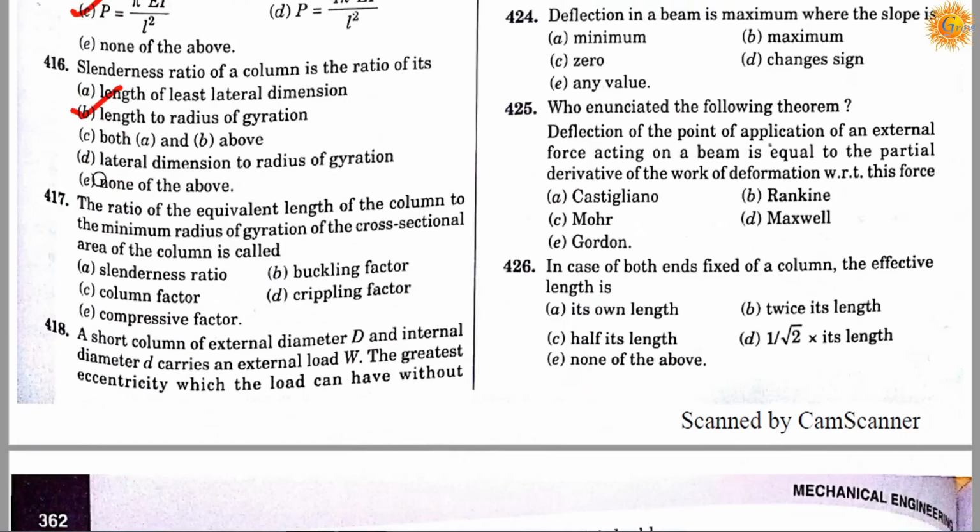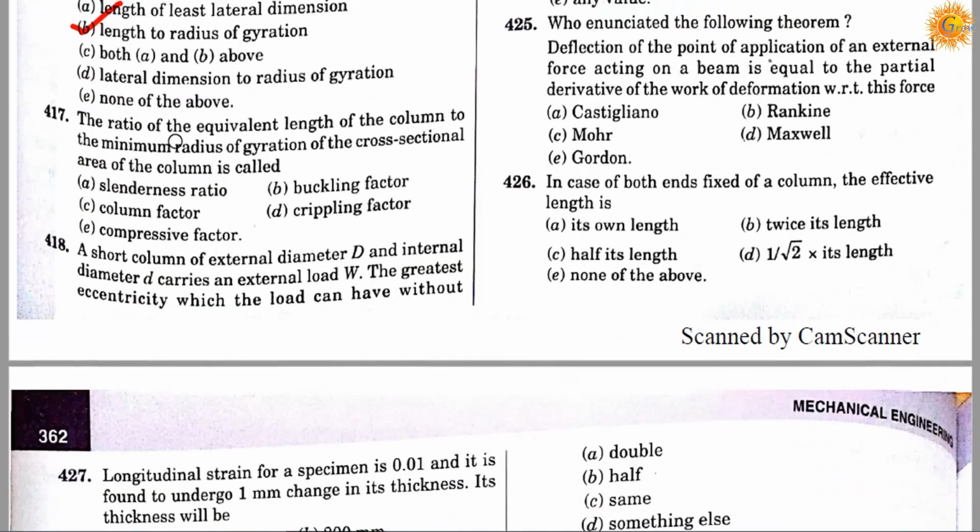Question number 417. The ratio of the equivalent length of the column to the minimum radius of gyration of the cross-sectional area of the column is called option A, slenderness ratio, option B, buckling factor, option C, column factor, option D, crippling factor, option E, compressive factor. Correct answer is B, it will be buckling factor.